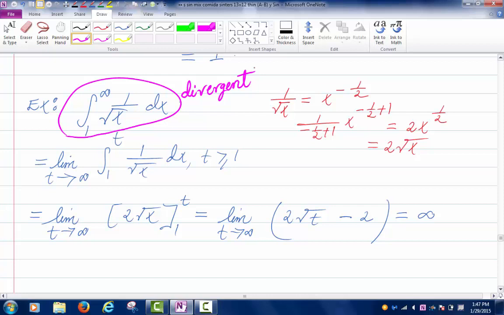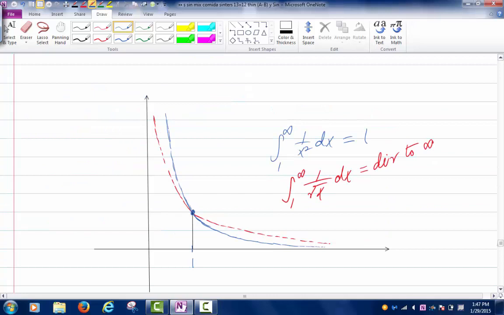Everybody's okay with that? All right, so let's look at the geometric interpretation of these two integrals. Both of the integrands in my two examples are non-negative, right?